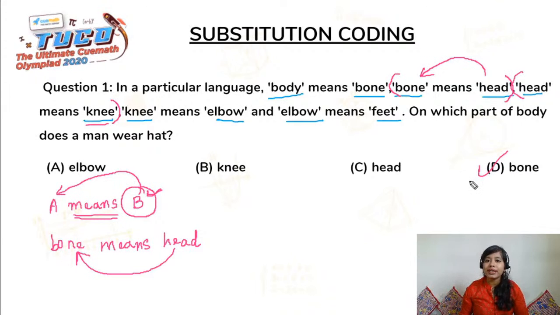I hope everybody understood the meaning of these two. And I hope the confusion is also clear. We would not be taking head means knee, because head means knee actually doesn't mean head. It means that head is the coded form of knee. We need the actual meaning, we do not need the coded word. And we know that the actual meaning head is assigned to the word bone, and hence we go with option D and not with option B. Alright, I hope that's clear to all of you.